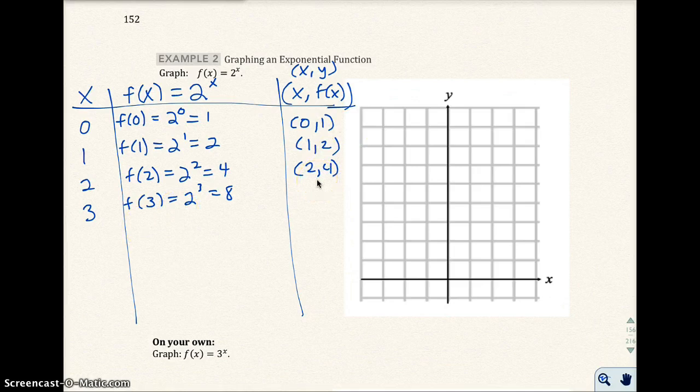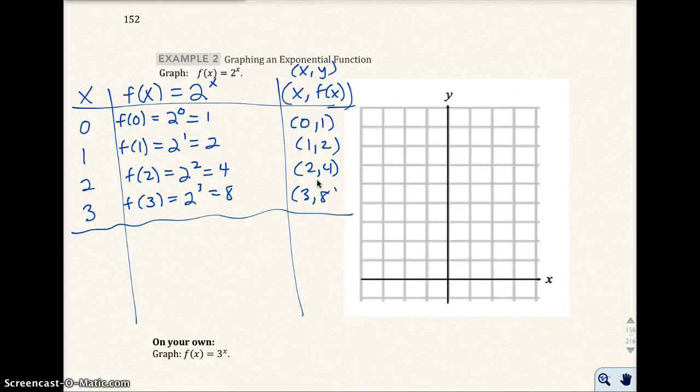Now what if I did the negative values? So if I did negative 1, this would be f of negative 1 is going to equal 2 to the negative 1 power. Remember, the same thing as 1 over 2 to the first power. We have a negative exponent. We can make the exponent positive by moving the base down to the denominator. That gives me 1 half. So negative 1 comma 1 half.